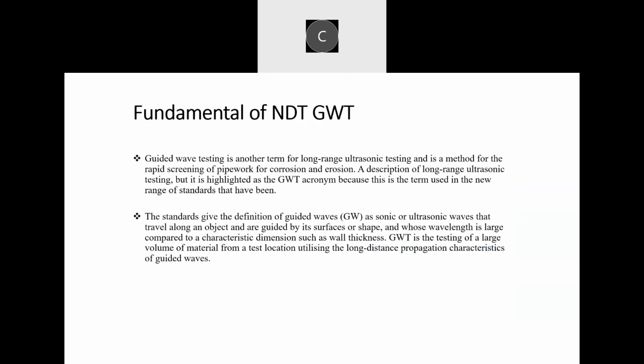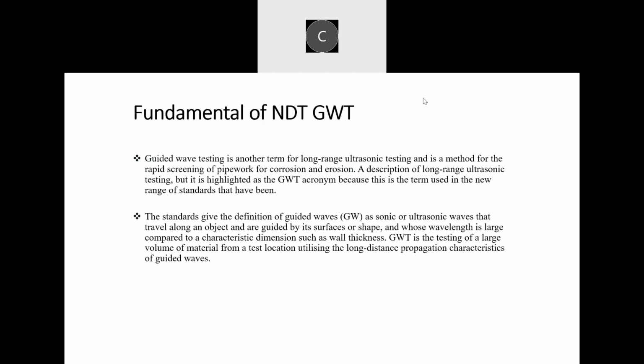Okay, so I will read the fundamentals of non-destructive testing for guided wave testing. Guided wave testing is another term for long-range ultrasonic testing and is a method for rapid screening of pipework for corrosion and erosion. It is highlighted as GWT, guided wave testing, because this is the term used in the new range of standards.